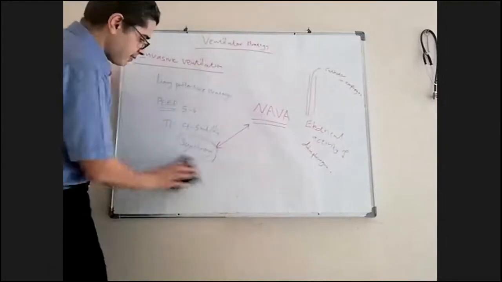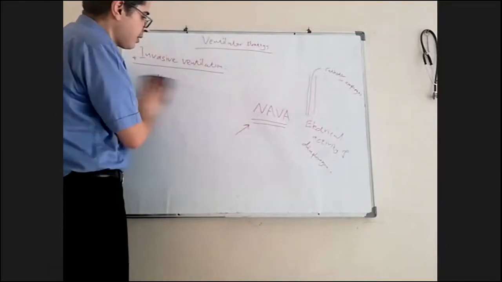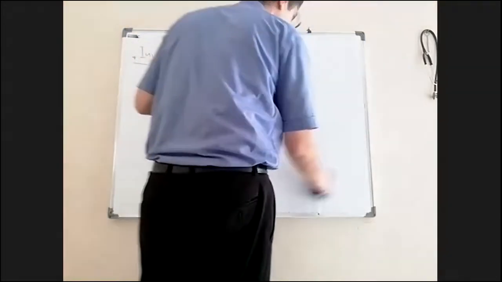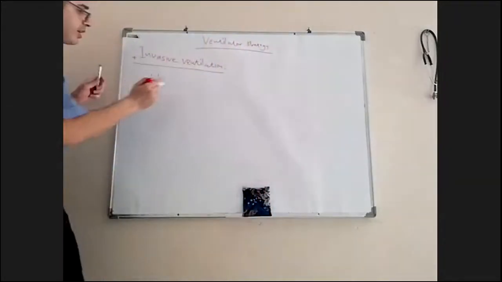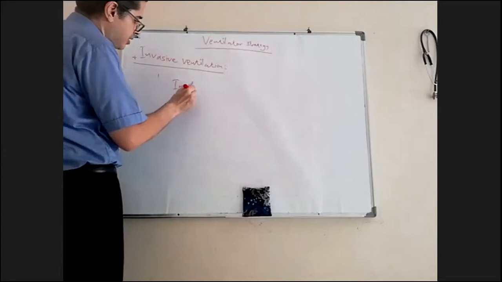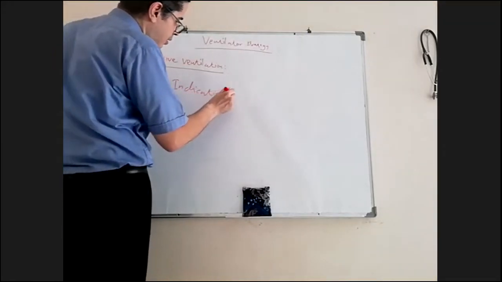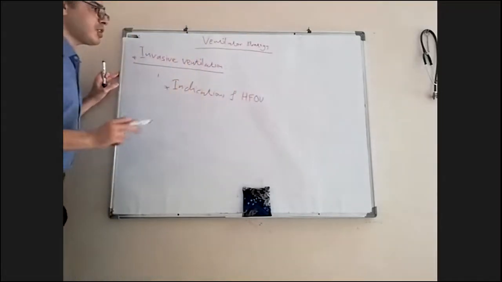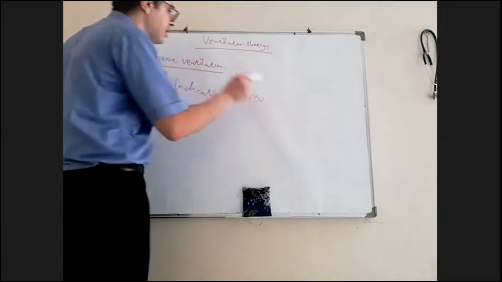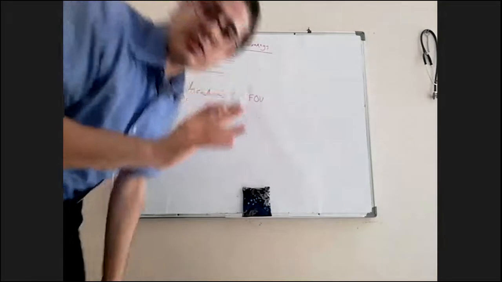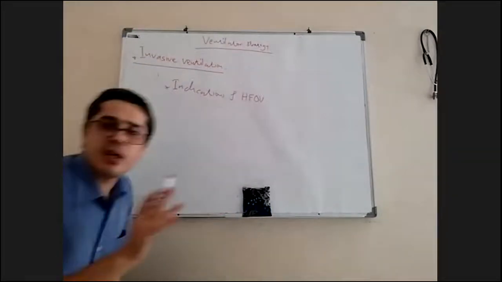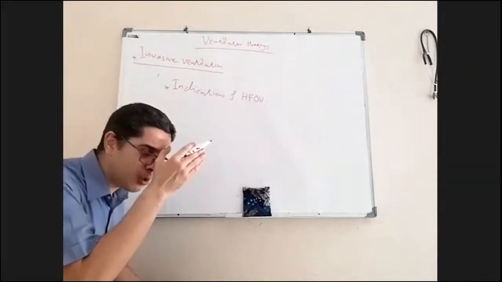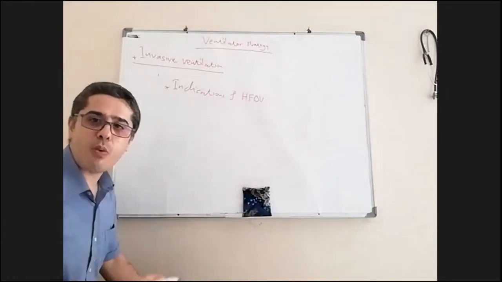Okay. So after that, if your patient is not responding, you will go to HFOV. Indications of HFOV. HFOV is not the first choice in RDS. The first choice is conventional ventilation. Conventional ventilation, like I said, if breathing is less than 60 per minute, we go for assisted control. If it's more than 60, we go to SIV with the pressure support.